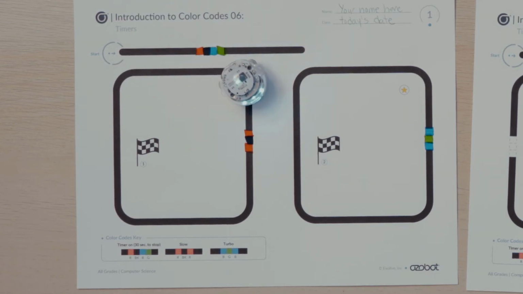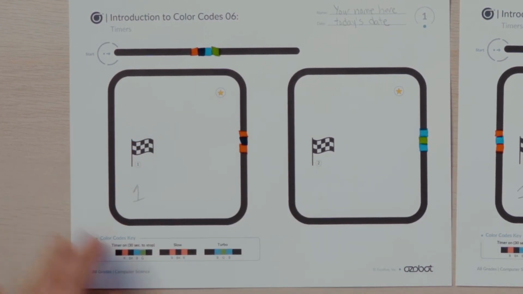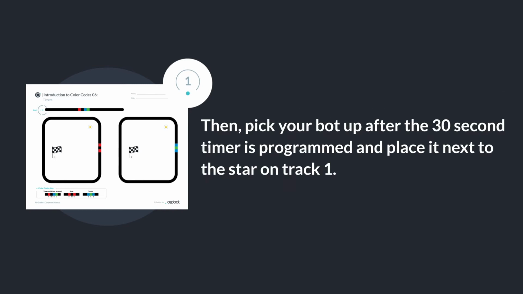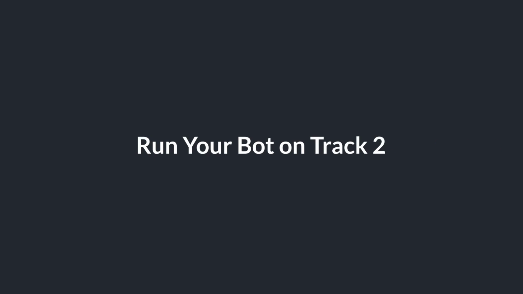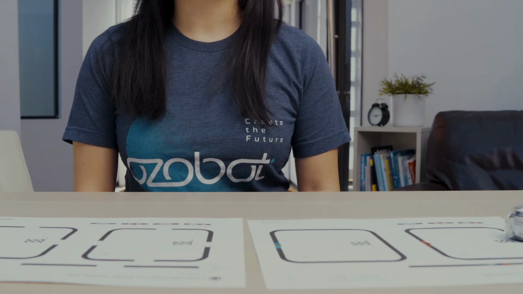Every time Ozobot passes the checkered flag, it has completed 1 lap. I will write the total number of laps completed inside the track. Now it's your turn to run your bot. Can you put your bot on start 1? Then pick up your bot after the 30-second timer is programmed and place it next to the star on track 1. How many laps does your bot complete? You are ready to move on to track 2.